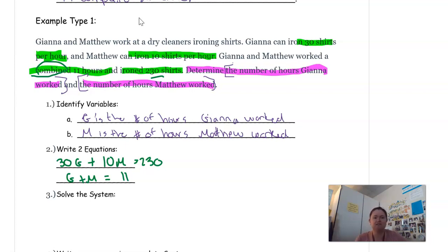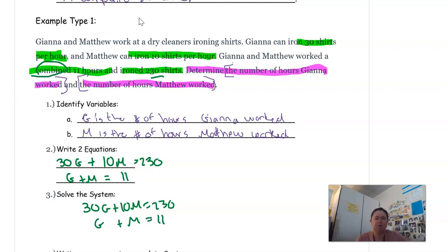Okay, so now here's the step we haven't done before. I have to solve the system of equations. There's more than one way that you could solve this system that would be correct. For instance, some of you might lean towards substitution because you would just have to move one of these variables to the other side, while some of you might lean towards combinations or elimination because your variables are already lined up. I'm going to go ahead and do elimination because my variables are already lined up. So my original equations are 30g plus 10m equals 230 and g plus m equals 11.